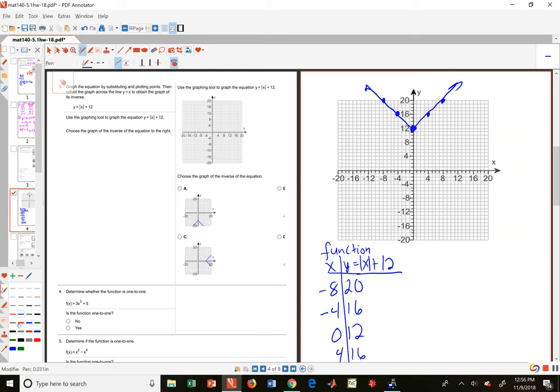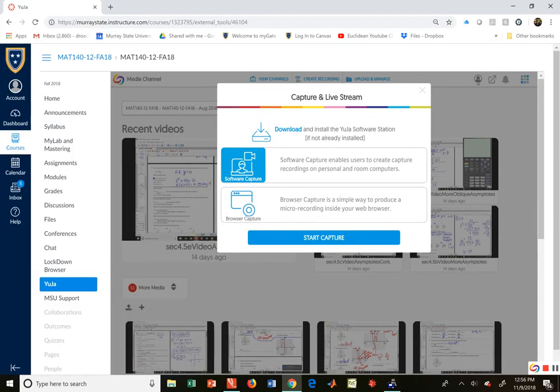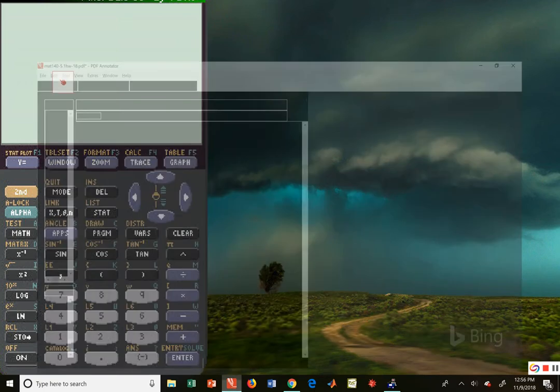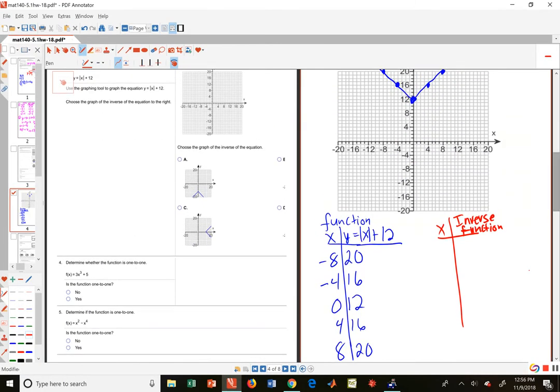Okay, now it's time for the inverse function. Let's go ahead and just put it over here. This is going to be our inverse function. I'm not writing down what the formula is for the inverse function, although we could figure it out. Let's just think about what the values are.